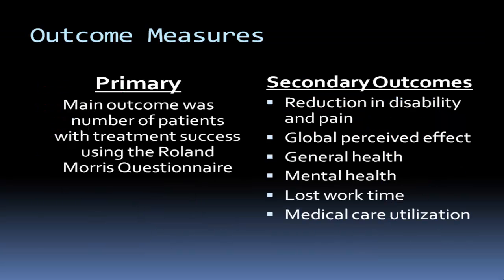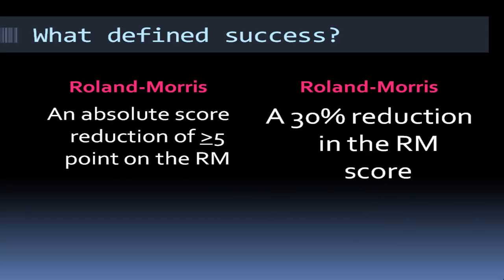The primary outcome measure was the number of patients with treatment success using the Roland-Morris questionnaire, and secondary outcome measures were reduction in disability and pain, global perceived effect, general health, mental health, lost work time, and medical care utilization. Specifically, success was indicated with an absolute score reduction of 5 or greater points on the Roland-Morris, or a 30% reduction on the Roland-Morris score.